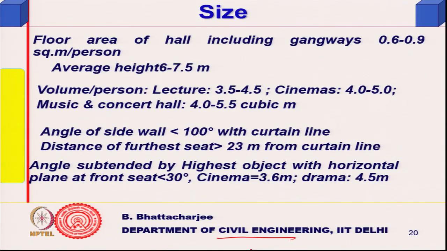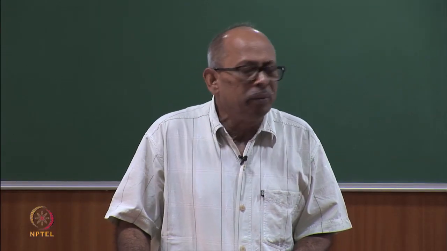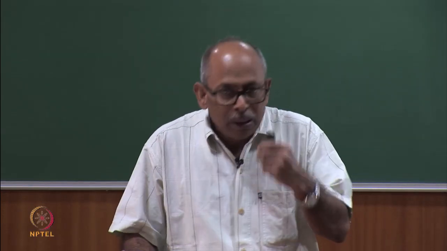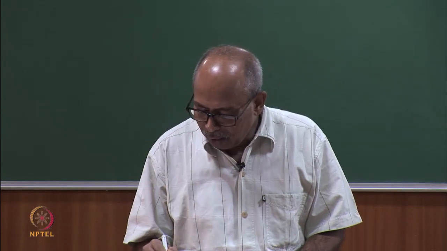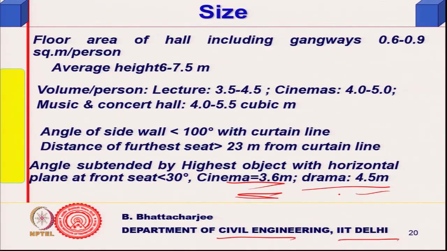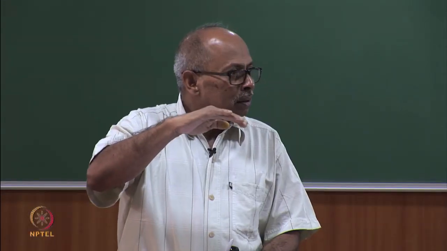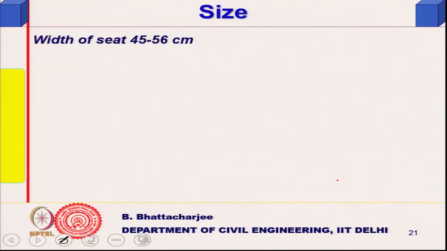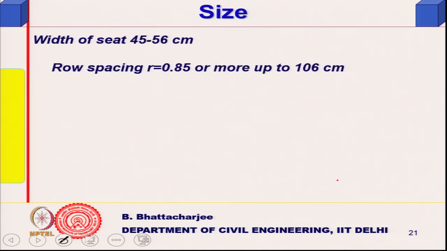Therefore, for a cinema the top of the screen should not be more than 3.6 meters, and for drama, because you view people, 4.5 meter is the minimum distance of the seat. In the case of drama the height is less, so it is related to that. Width of the seat is 45 to 56 centimeter, and row spacing is 0.85 or more, 1.06 for an upholstered seat, giving a lot of comfort.